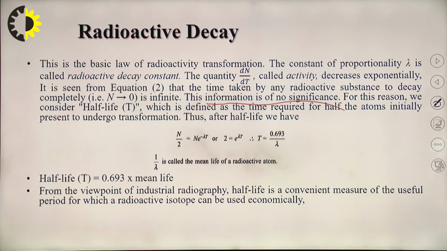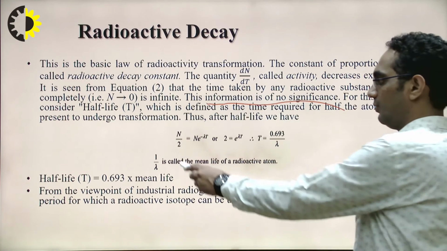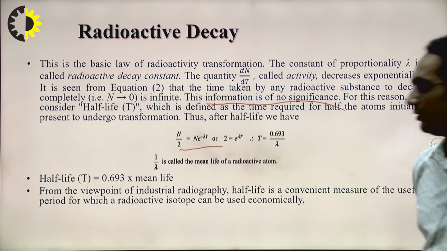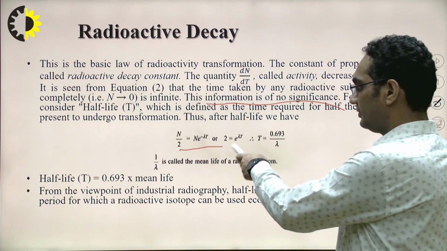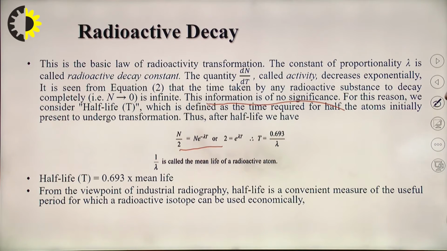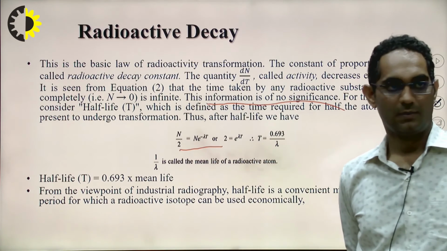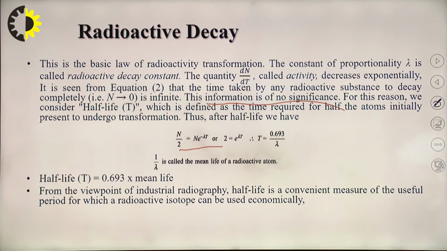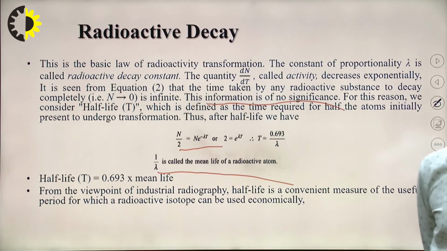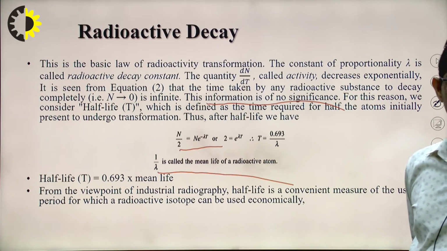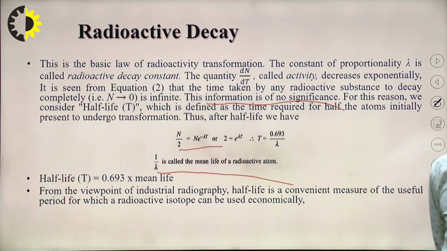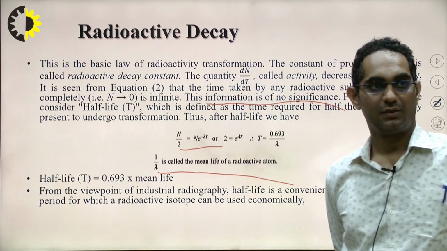So after the half life we have N by 2 equal to N e raised to power minus lambda t, or 2 is equal to e raised to power lambda t. Therefore t is equal to 0.693 over lambda. 1 over lambda is called the mean life of a radioactive atom. Then half life t is equal to 0.693 times the mean life.